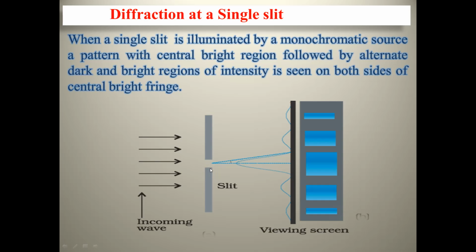Here is a slit. The wave gets diffracted. As a result, a diffraction pattern is observed on the screen. The central fringe is known as central maximum, having maximum intensity, and the width is also maximum. And the intensity goes on decreasing on either side of the central fringe. This pattern is known as diffraction pattern.